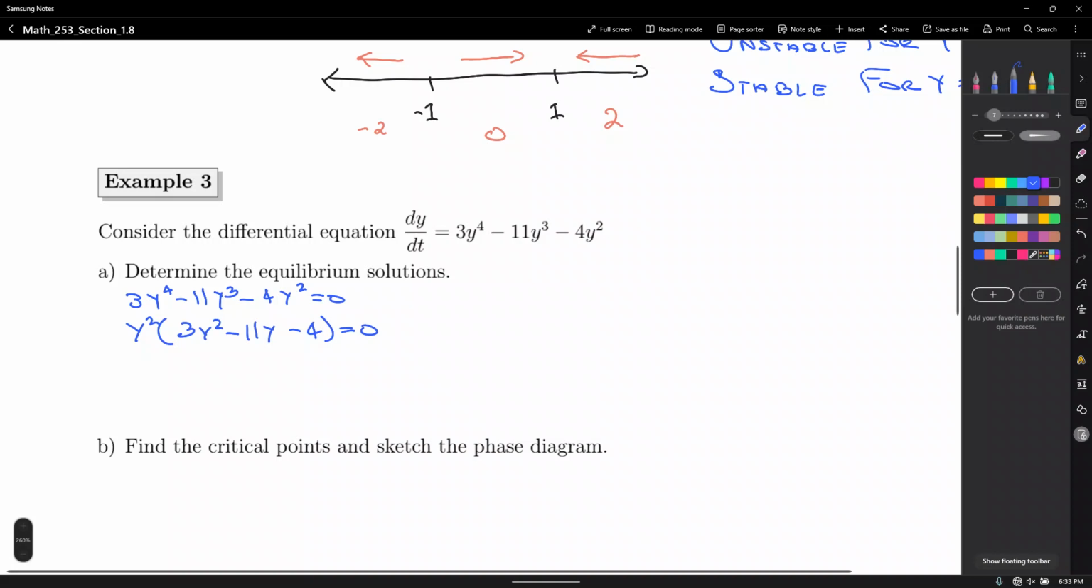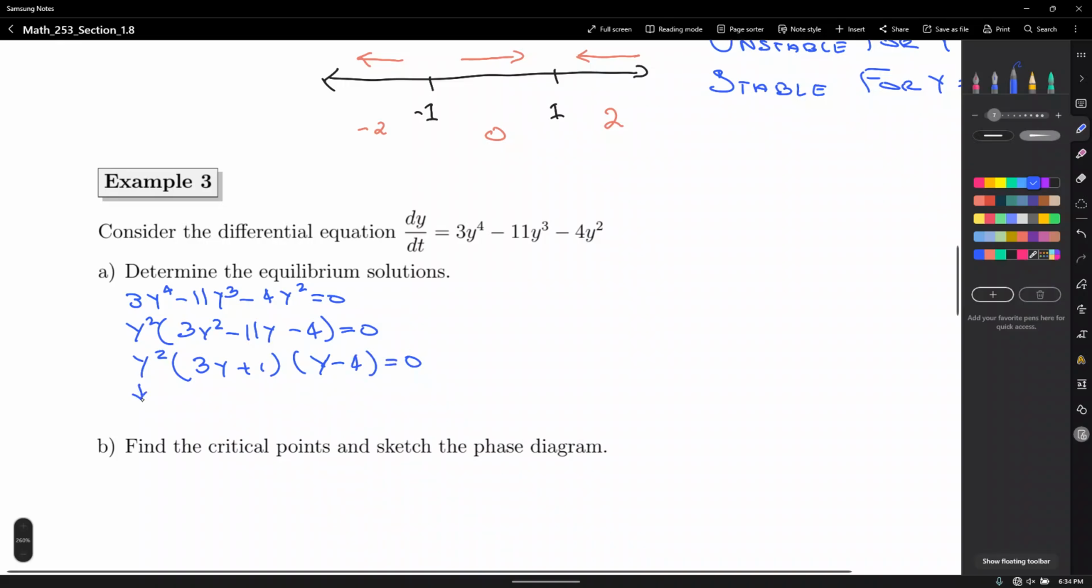Now we need to factor the trinomial inside of the parentheses. There are many methods to factor quadratic polynomials with a coefficient other than 1. I'm just going to give you the solution. Just stick with your favorite method to factor it. That's going to be (3y plus 1)(y minus 4). Let that be equal to 0.